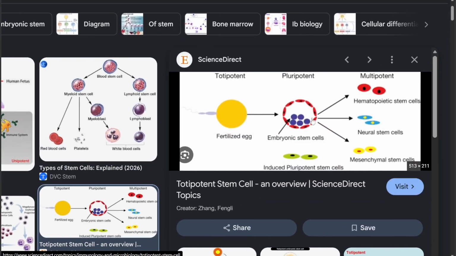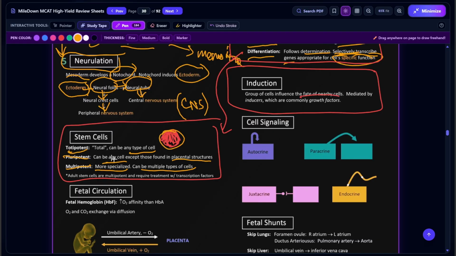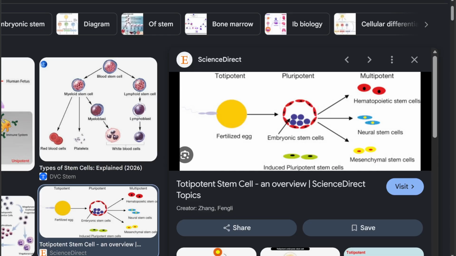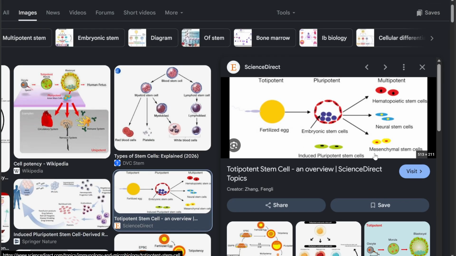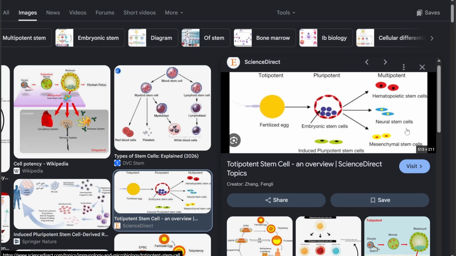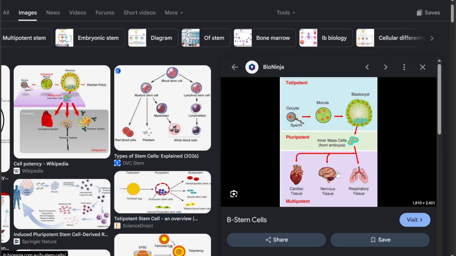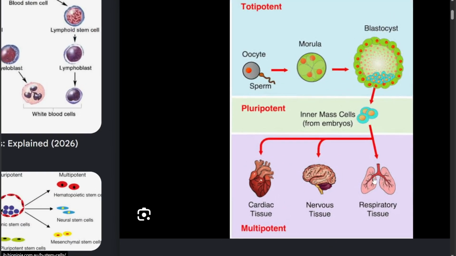Pluripotency can also be like this. So you have a fertilized egg, right? And then it's pluripotent after that, because pluripotent is basically where you can be any cell except for the ones in the placental structure. And then you can be multipotent. So you can eventually become mesenchymal stem cells, neural stem cells. So you can guess maybe neural means I'm going to become nervous tissue or respiratory tissue or cardiac tissues with multipotent. This is a pretty good image here.